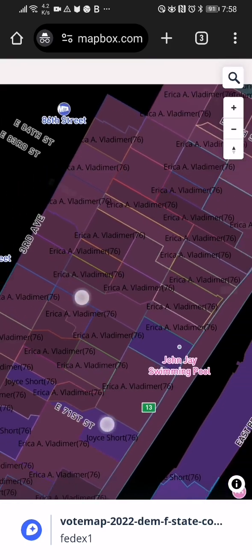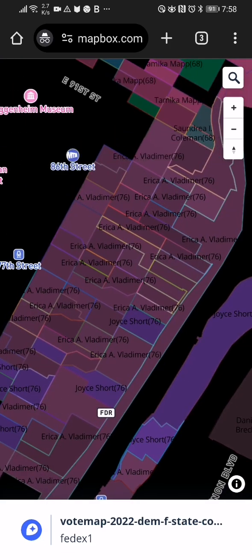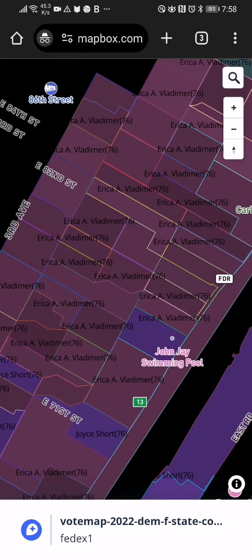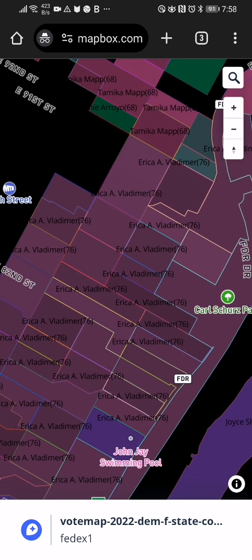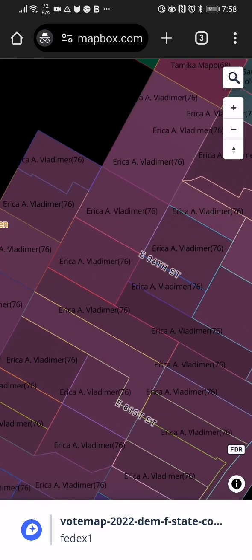And wow, this is a big one. Looks like the East Side has very low people density, or maybe they don't vote. I don't know. You would think they would vote. But yeah, this Joyce Short competed against Erica Valdemar, and it looks like Valdemar had a lot more. And the colors simply outline the election district, and also the deeper the color, the higher the vote compared to the rest of the assembly district.